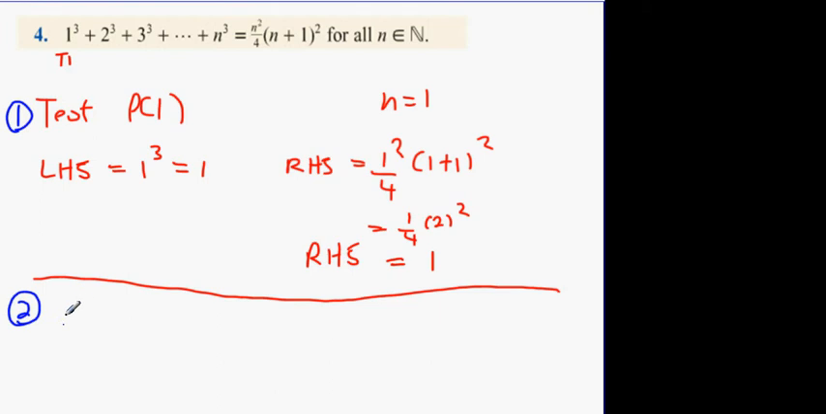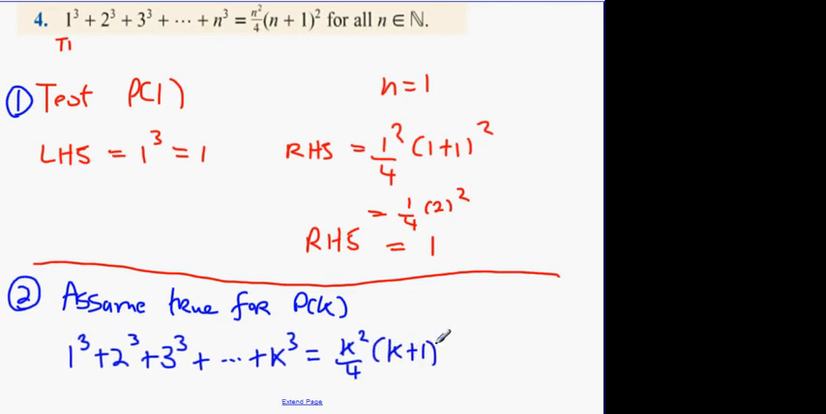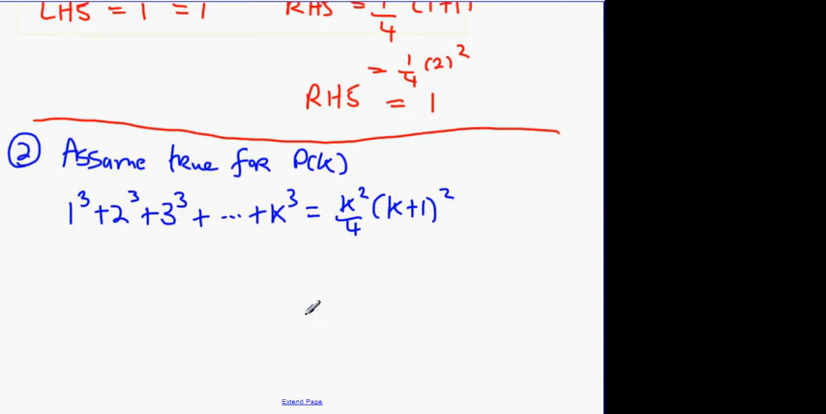Now, assume true for P of k. Now when you assume true for P of k, what we're going to get is 1 cubed plus 2 cubed plus 3 cubed plus dot dot dot plus k cubed equals k squared over 4 into k plus 1 squared. Now if that's true, you've got to test for P of k plus 1.